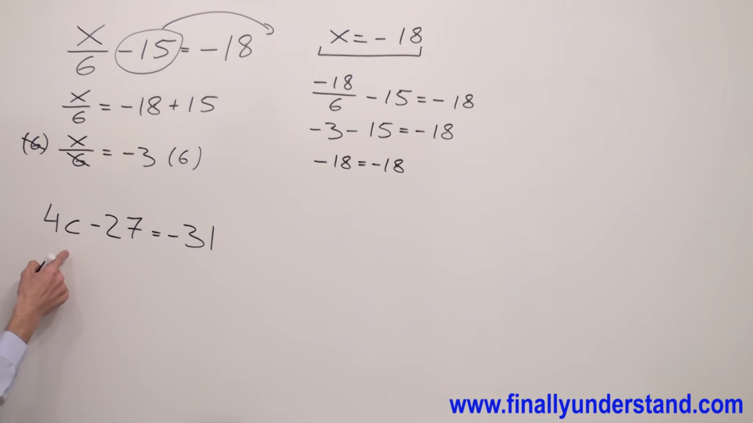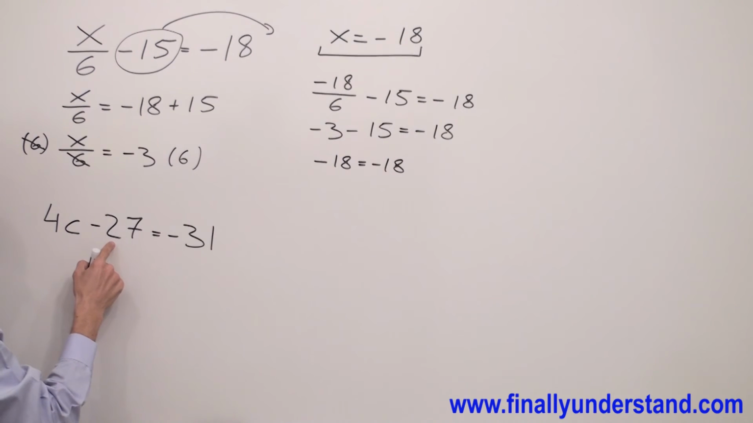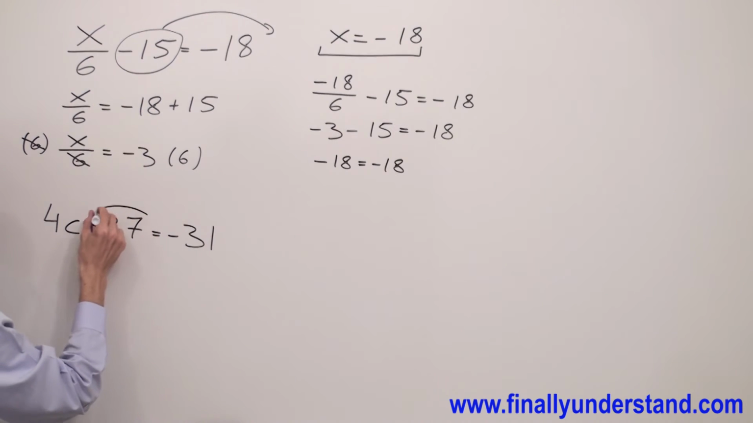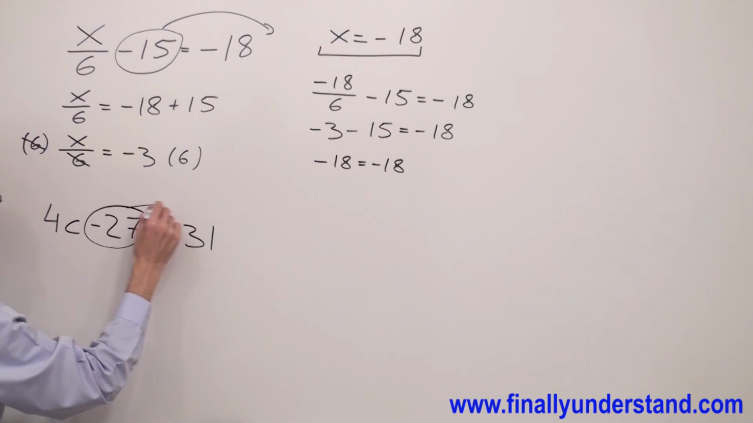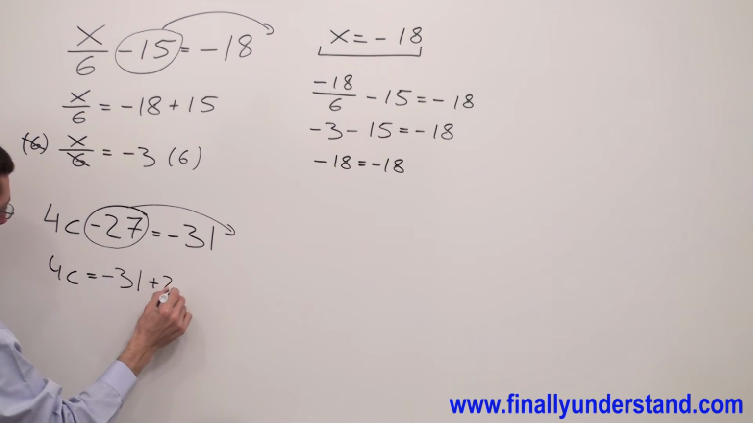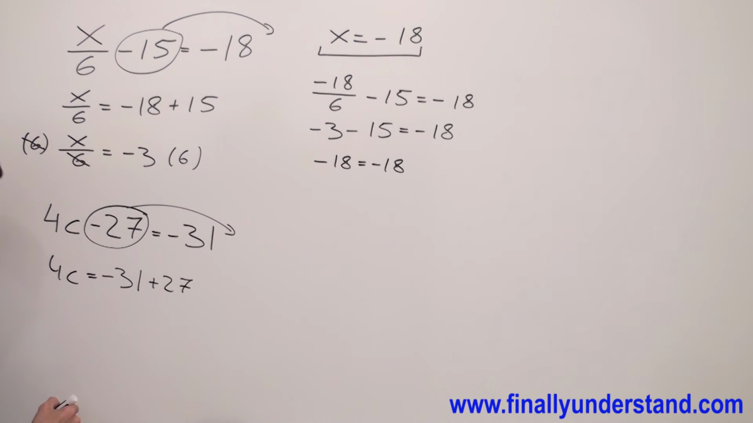Let's take a look at this example. Again, I do not have c next to 27. That's why I'm going to move negative 27 to the right side of my equal sign. And I have 4c equals negative 31 plus 27. I have 4c equals, I have to add negative number to positive.